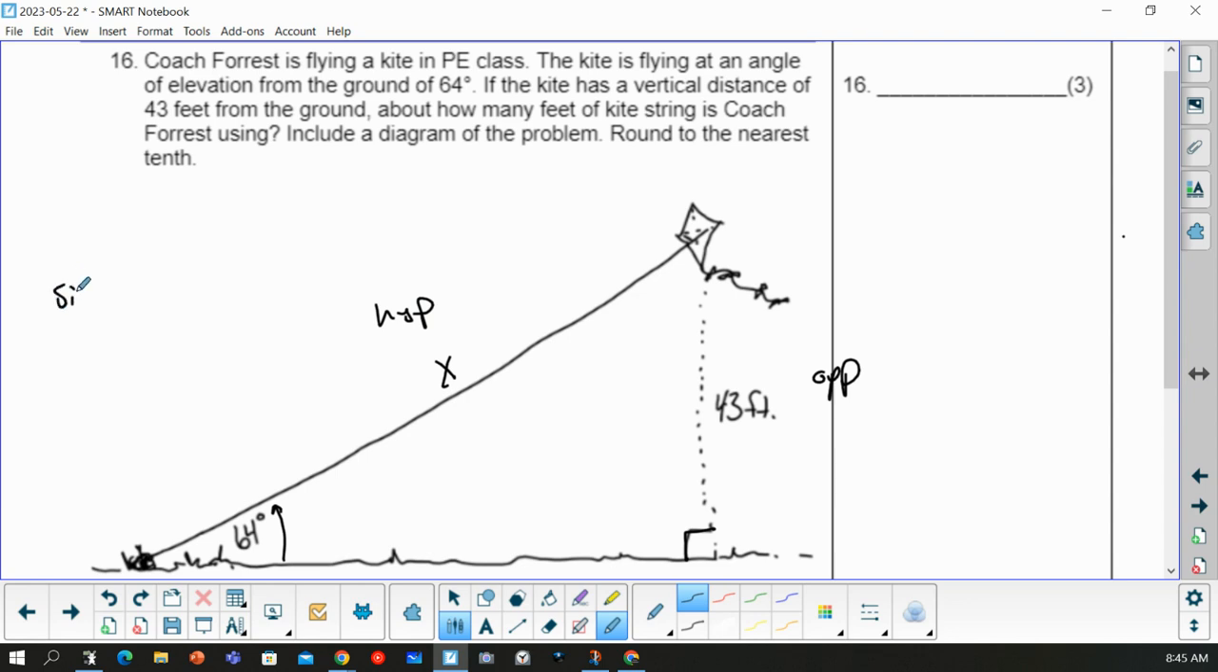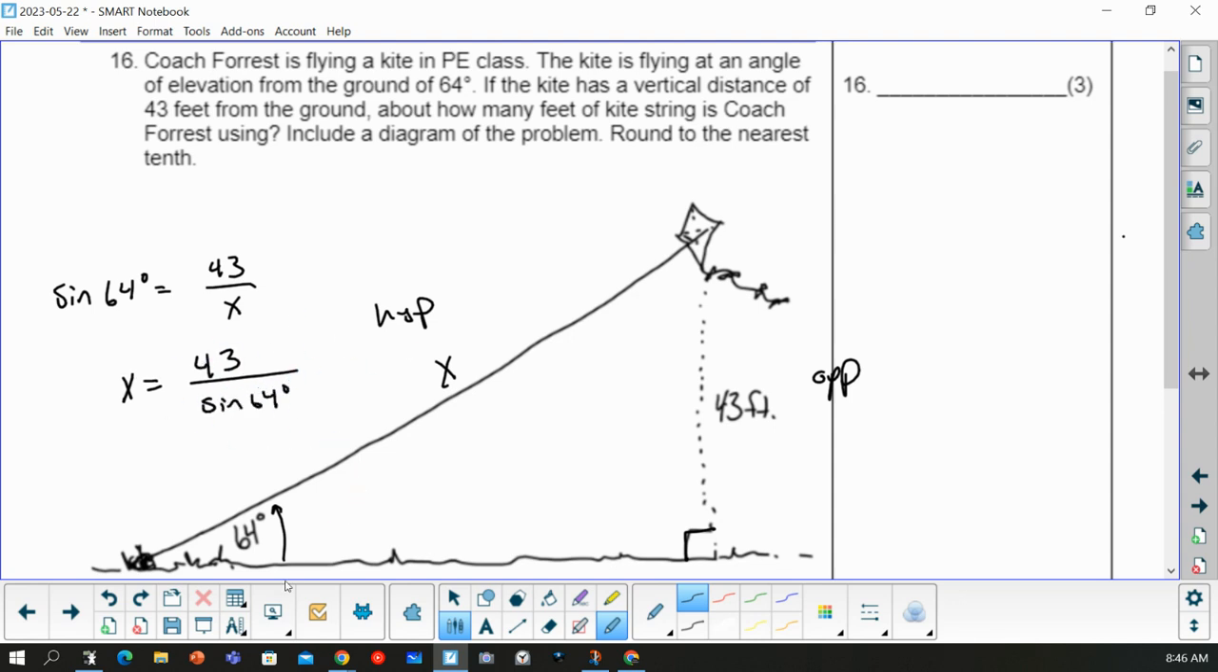So we're going to do the sine of the angle, 64 degrees, equals the opposite over the hypotenuse. Now, when the variable's in the denominator, there's a shortcut I taught you where you could take this whole thing over here and put it down here, and the x and that just trade places. So the x is going to equal 43 divided by the sine of 64 degrees.